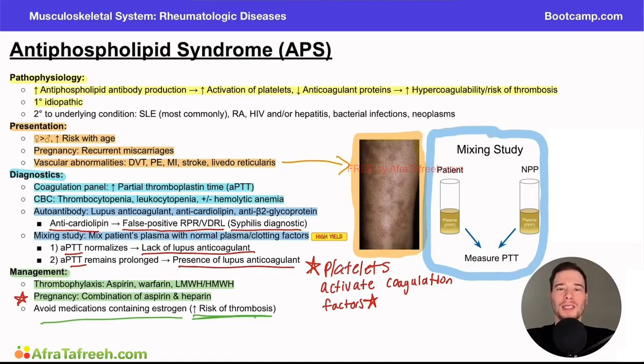In this case, it can be antiphospholipid syndrome. So just a really quick summary of this video: antiphospholipid syndrome, or APS, is due to an increase in the antiphospholipid antibody that leads to a hypercoagulable or procoagulant state. This can be associated with a variety of different conditions as well.